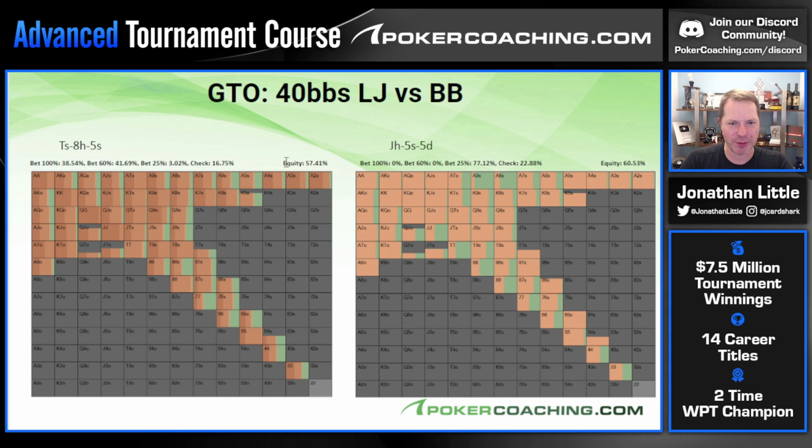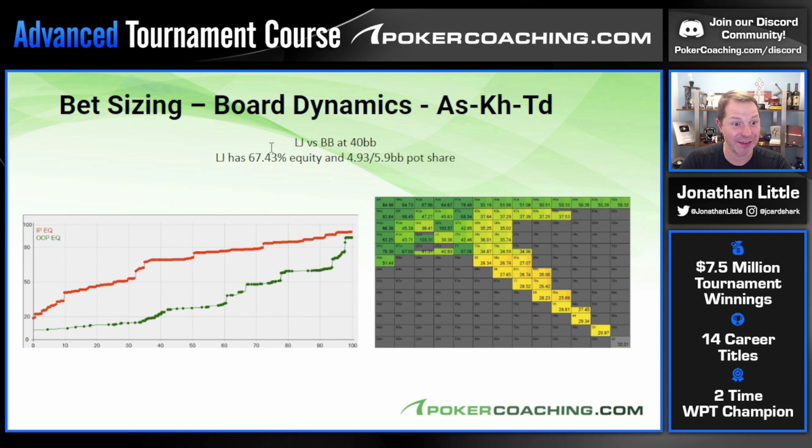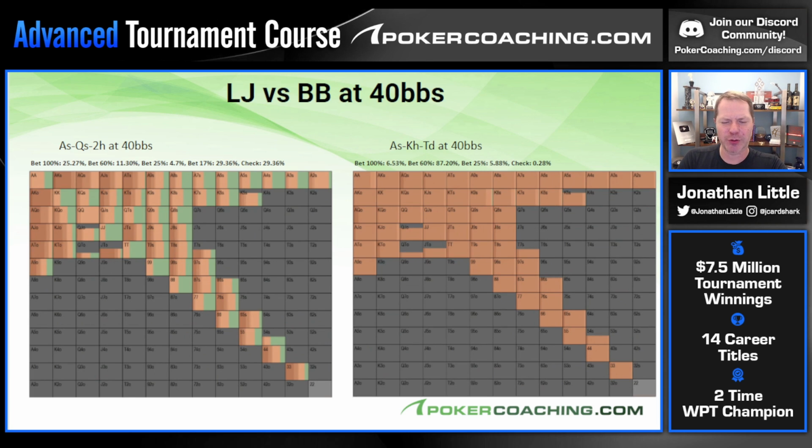On the 10-8-5 board, we have 57% equity, whereas on the ace, king, 10 board, I think we had 60-something% equity? Yeah, 67% equity. So we have a lot more equity, which leads to betting more often in this scenario, 100%. And also we have a pretty big nut advantage, which leads us to betting very, very frequently.